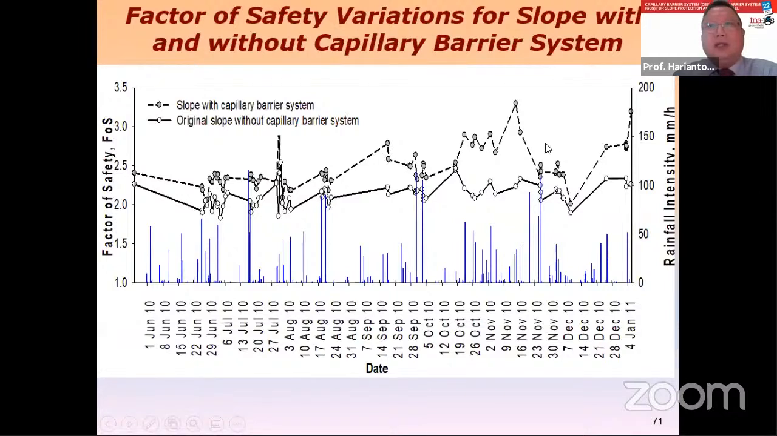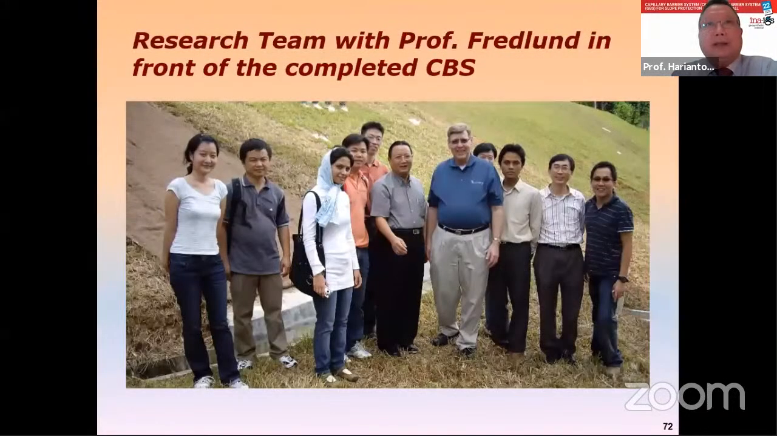The factor of safety tends to be high compared to the original slope without the capillary barrier system. So we capture all the water pressures and then run the stability analysis, yeah, using those water pressures and the slope. Okay? So it shows the effect of having a capillary barrier as opposed to not having a capillary barrier system.